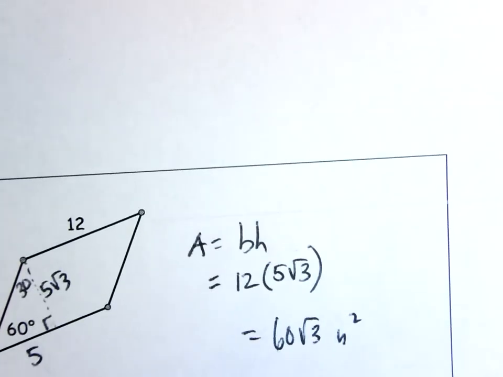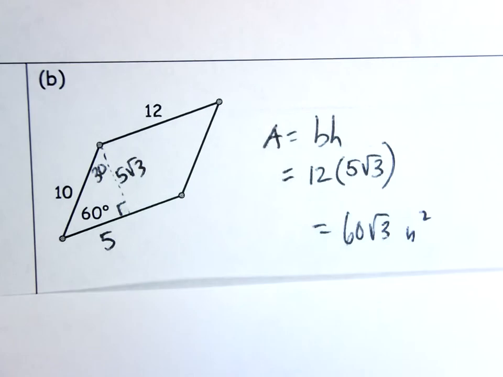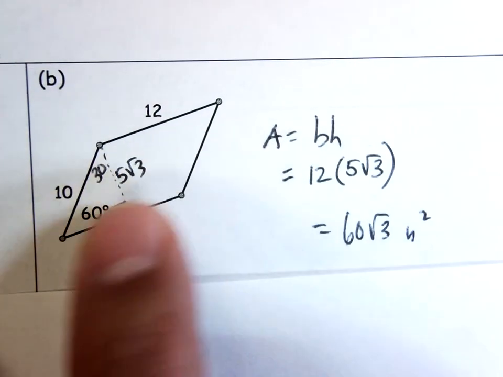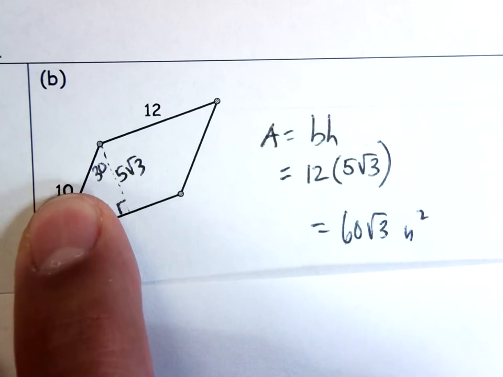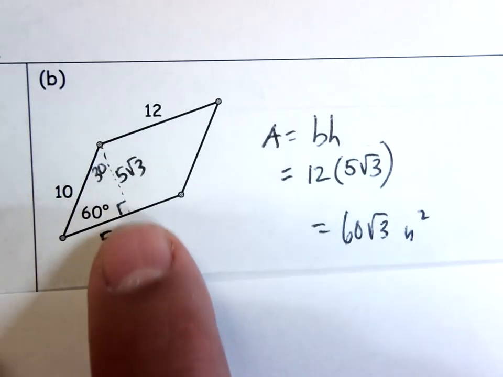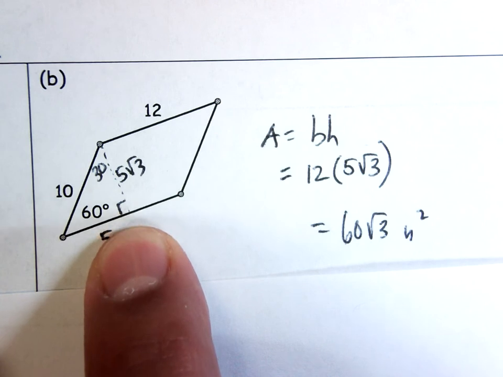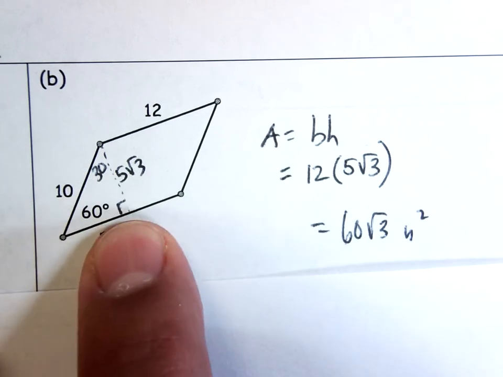This one just involves special right triangles. So again, it gives me the base. This was 12. It gives me this piece was 10. It did not give us the height. So I drew in the height perpendicular, which created a 30, 60, 90 triangle.